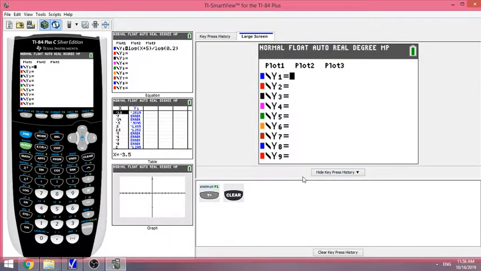Hey guys, today I just want to record a video on graphing exponential functions and also logarithmic functions, and we'll also talk about the inverses. So let's start off with the exponential functions.